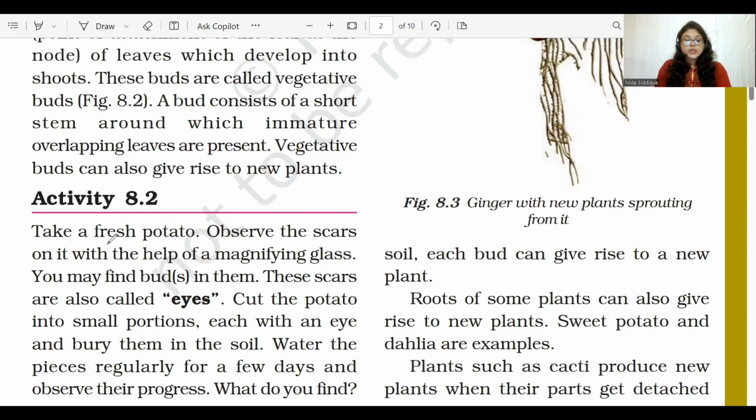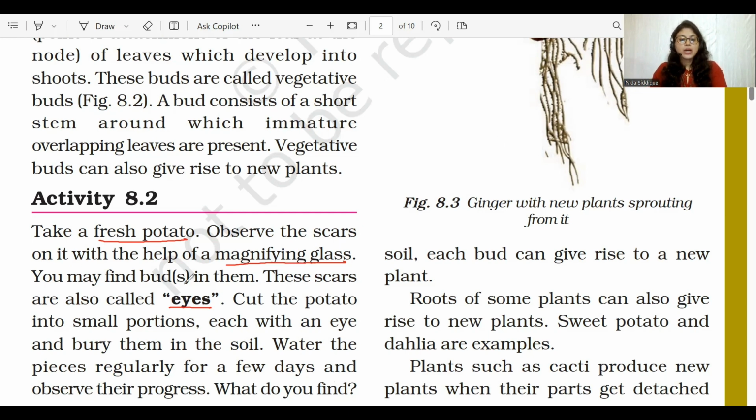Now let's move to activity 8.2. In this activity, we are going to require a fresh potato. So observe the scars on it with the help of a magnifying glass. You may find buds in them. These scars are also called eyes. We have to cut the potato into small portions and make sure that every portion has an eye. Then we will bury each portion in the soil. We have to make sure that we water these pieces regularly for a few days and observe the progress, when roots come out and when shoots develop.